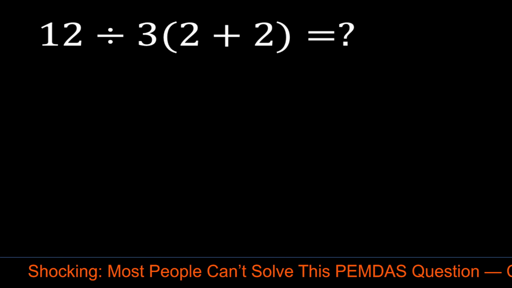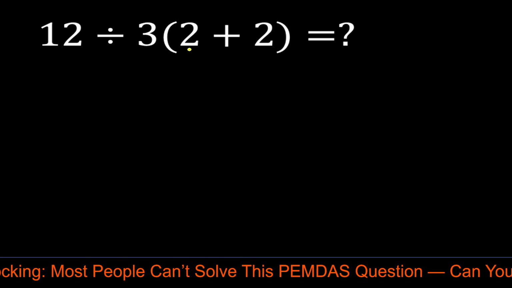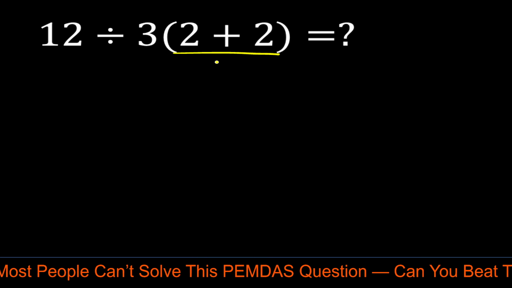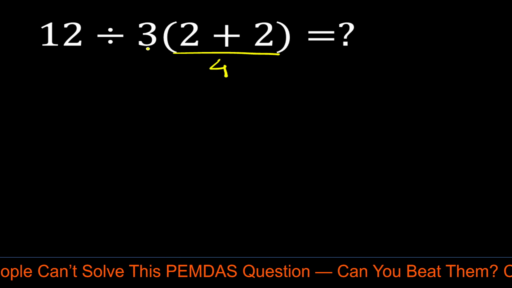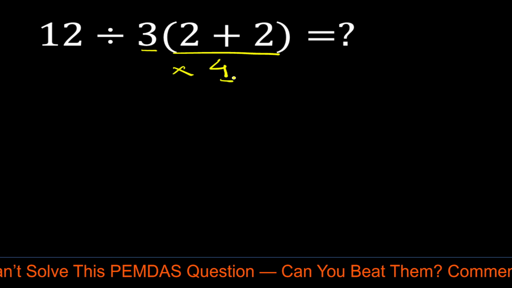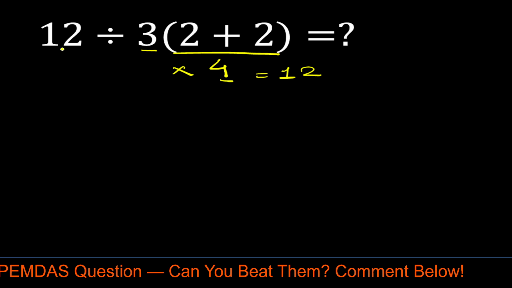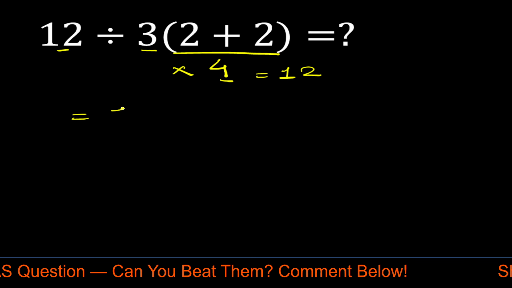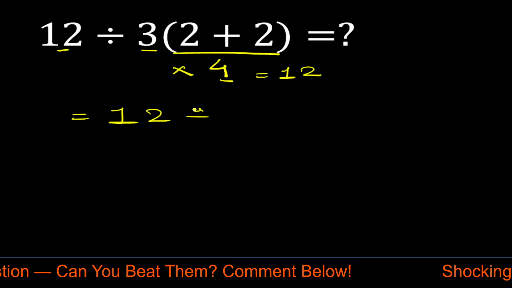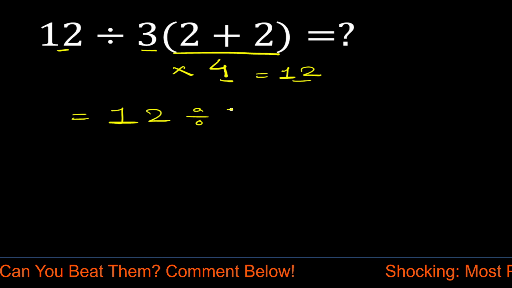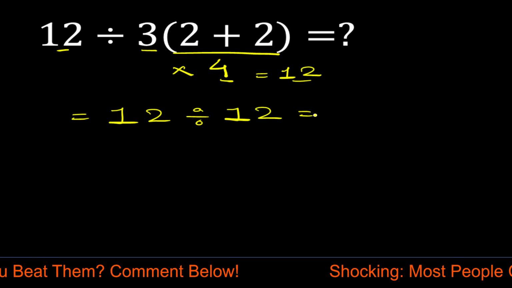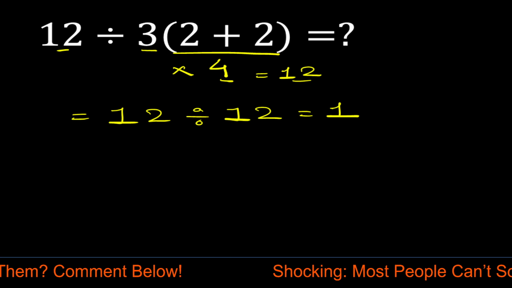So most people solve this question like 2 plus 2. So 2 plus 2 is equal to 4, right? Now 3 times 4. So 3 times 4 is equal to 12, right? So now 12 divided by 12. So 12 divided by 12 is equal to 1, right?